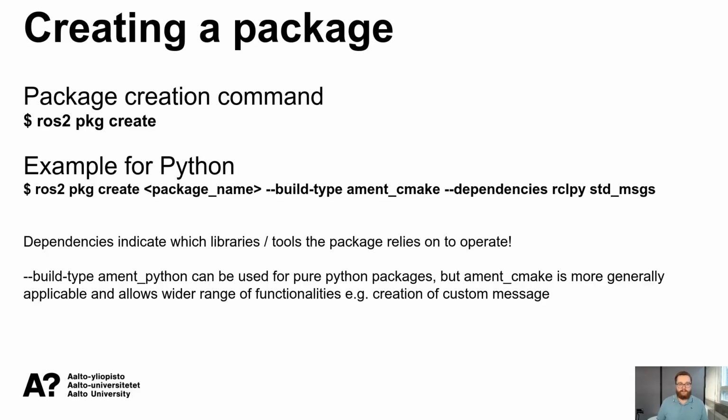So the dependencies are the libraries and tools that your package relies on to operate. And the build type is typically ament_cmake or ament_python. Most of the time you want to choose ament_cmake, but for pure Python implementations, you can also use ament_python.